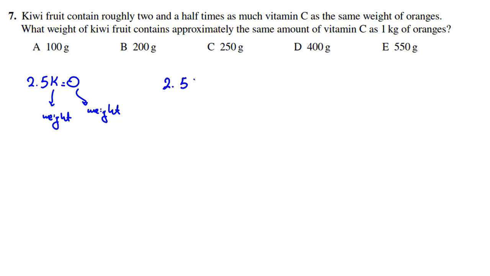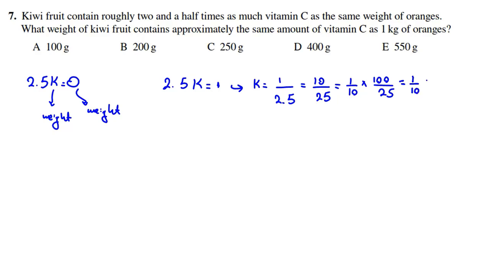So let's focus on this equation. It says 2.5 times K equals the vitamin in 1 kilogram of oranges. So K equals 1 over 2.5, which is 10 over 25. It is in kilograms, and it will be 1 over 10 times 4, which is 4 over 10, 0.4 kilogram. But the choices are in grams. So K equals 0.4 times 1,000 grams, which is 400 grams, and the answer is D.